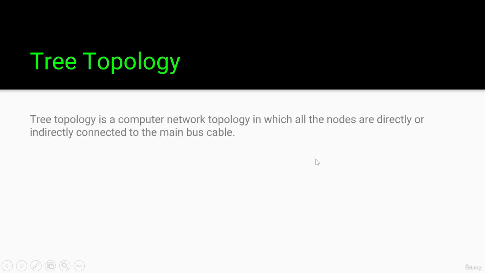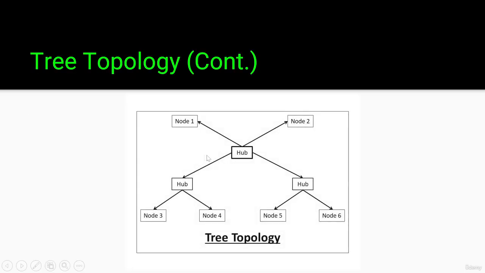Tree topology. The tree topology is a computer network topology in which all nodes are directly or indirectly connected to the main bus cable. Tree topology is a combination of bus and star topology. So here you can see it in the image.